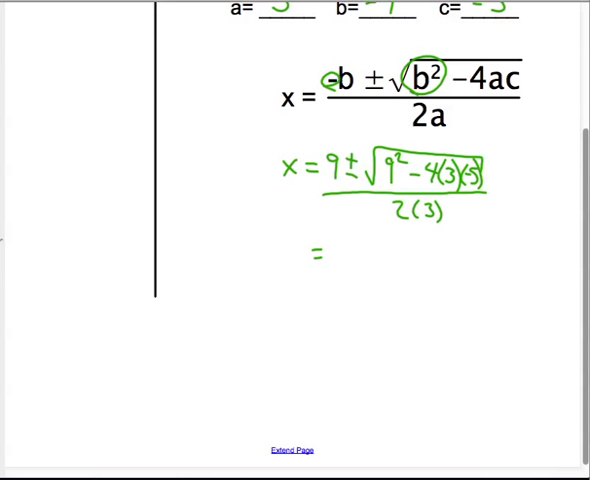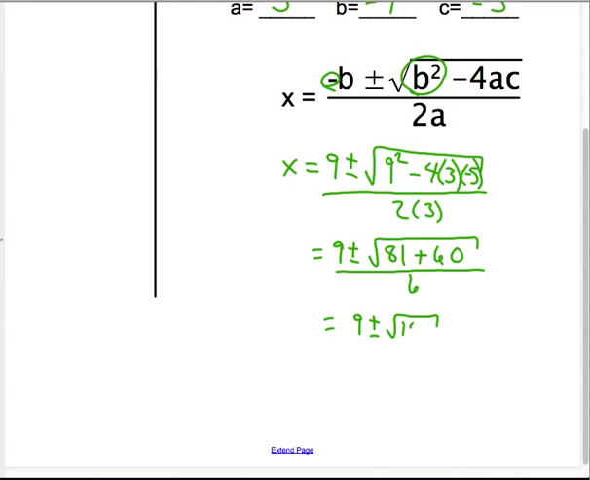Starting to simplify, 9 squared is 81, and then the 4 times 5 is 20, times 3 is 60, the negative times negative gives us a positive, and 2 times 3 is 6. 81 plus 60 is 141. Which has no perfect square factors. So it's as simplified as it's going to get.